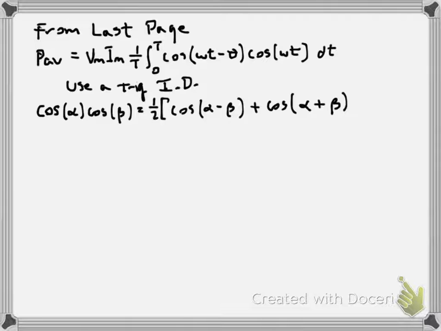And we're going to use a trig identity. This expression has the product of two cosines. We want to put those together. So we use the trig identity cosine alpha, cosine beta equals 1/2 cosine alpha minus beta plus cosine alpha plus beta, and I forgot the closing brace, but it's there. And we're going to use this trig identity by setting alpha equal to omega t minus theta and beta equal to omega t.